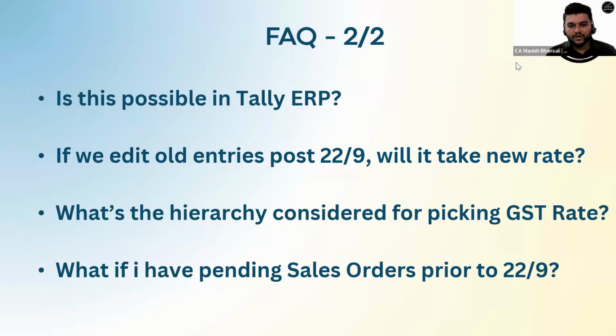Sir, what if I've purchased goods at 5% before 22nd September, and from 22nd September the rate updates as nil rated, then how can I claim ITC? Okay, so this is more consultative. I would recommend you, Varsha ma'am, to have a word with your chartered accountant and take it forward, because the topic for today is how to make these changes in Tally. Whether you have to reverse the credit or you can take the credit, you can check with your chartered accountant or your consultant.